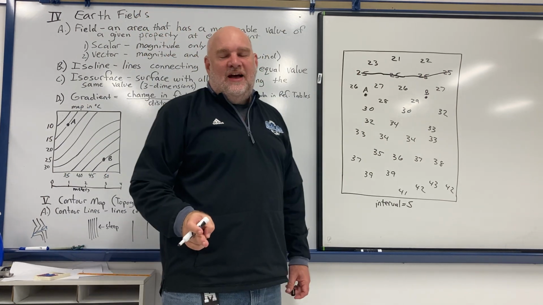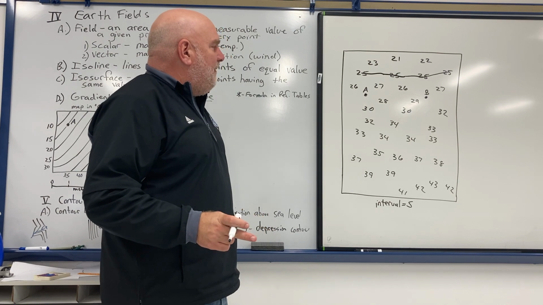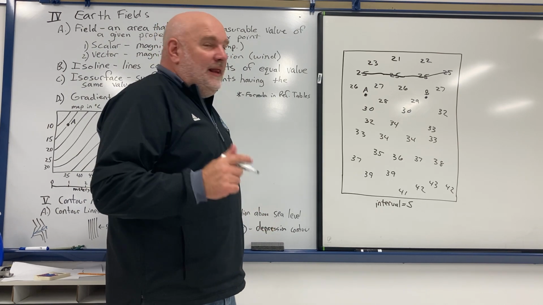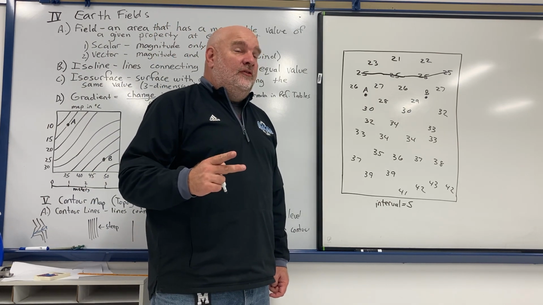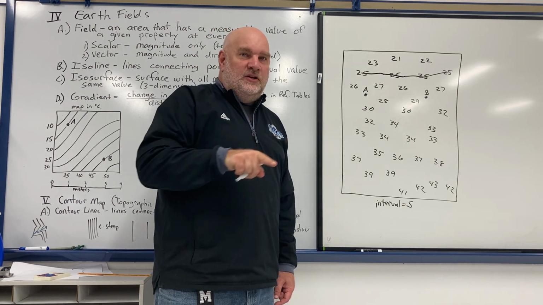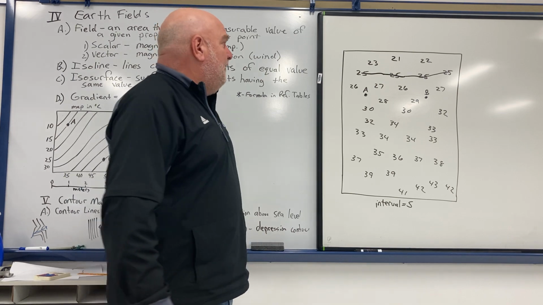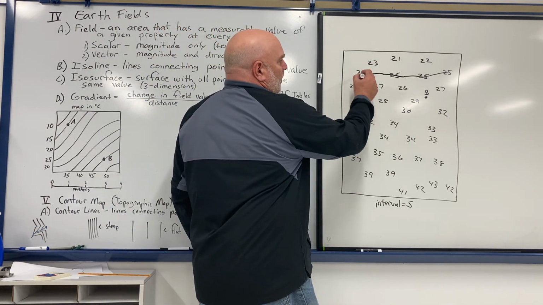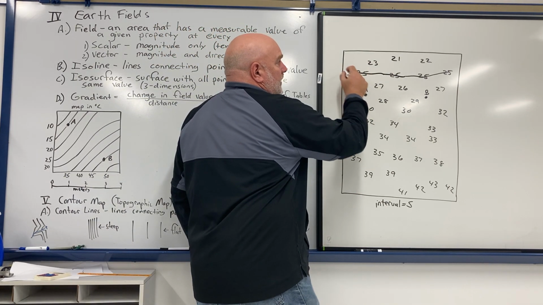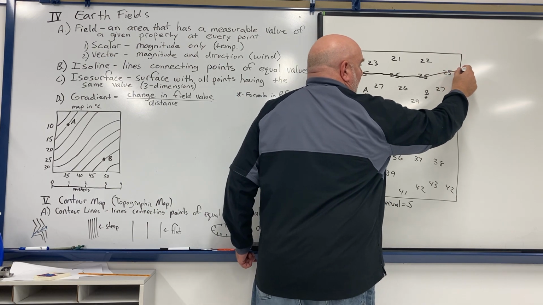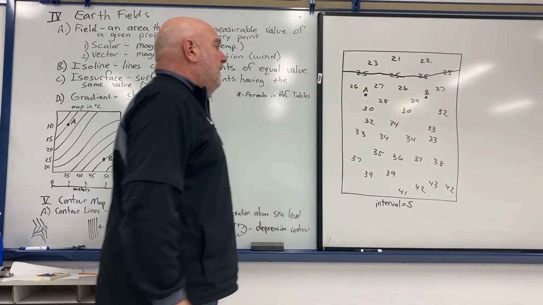Now, I can't just have my lines stop in the middle of the map like that. My lines can do one of two things. In some instances, they might circle up. In other instances, they'll go off the edges of the map. In this case, it's probably better if they go off the sides of the map. So there's my 25 line, my 25 isoline right there.